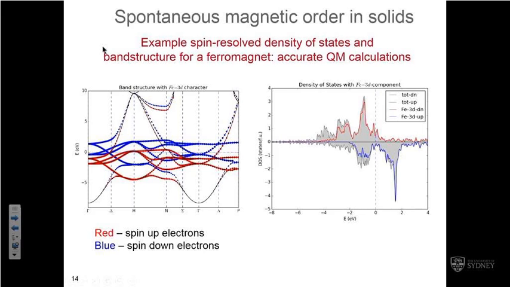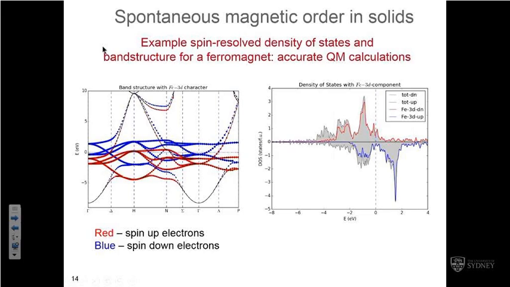If you've got two different densities of states for your different kinds of electrons, spin up and spin down, you normally have one kind, spin up or spin down, on the positive axis. In this case, the spin up, and the spin down is shown on the negative axis. This is the usual way. Sometimes people put them both on the positive axis, but this is the usual case.